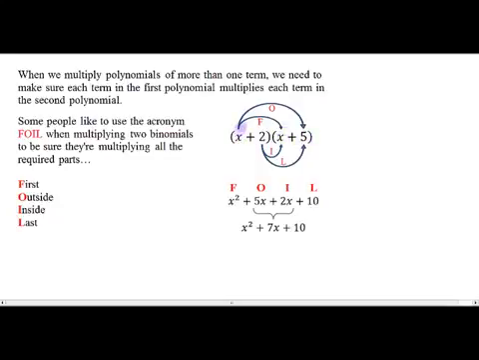We want to make sure that x multiplies everything in that second parenthesis, and that 2 multiplies everything in that second set of parentheses. So I'm multiplying the first terms, the outside terms, the inside terms, and the last terms. And that way I get the FOIL acronym. When I do that, I have x squared plus 5x plus 2x plus 10, and I simplify by combining those like terms, and that gives me a 7x.